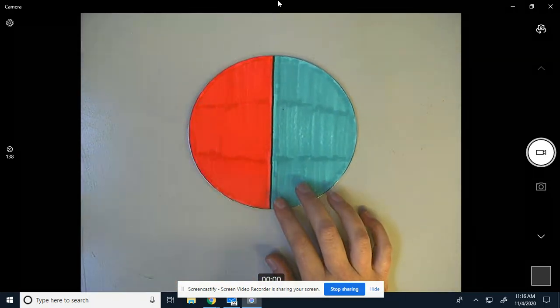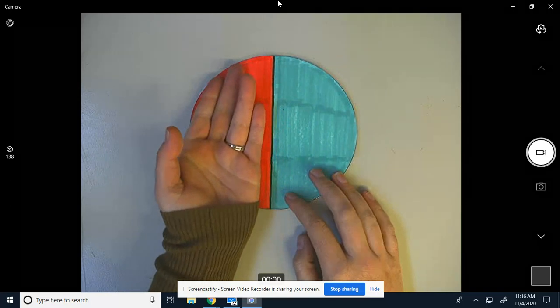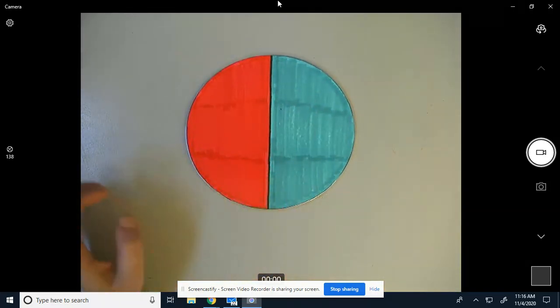Okay? Now, we are going to look at some fractions. And first, I'm going to show you a fraction that is halves. Okay, so this is called halves because it's cut into two pieces. Okay, this is one half, and this is the other half. Okay, so this is called halves.